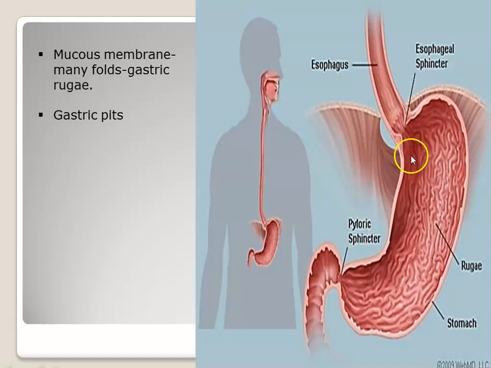Now let's see the cross section of the stomach. The stomach is lined by a thick mucous membrane, and it is thrown into many folds called rugae. These rugae contain many pits called the gastric pits. The gastric glands present in the stomach drain into the gastric pits, which helps in the process of digestion.